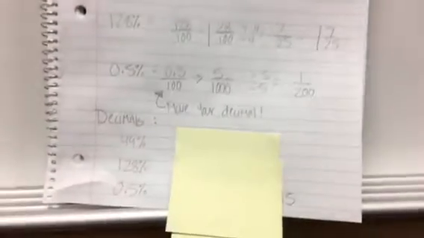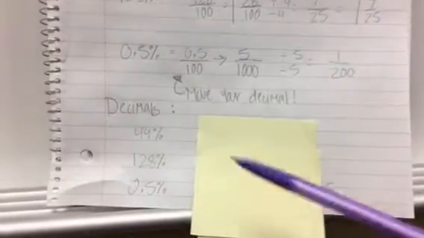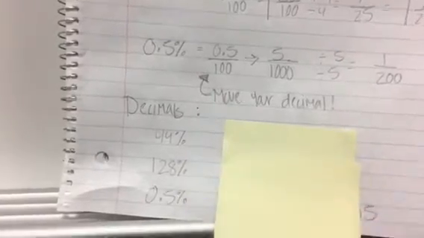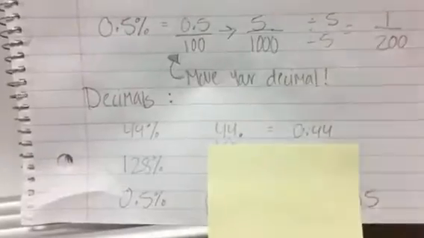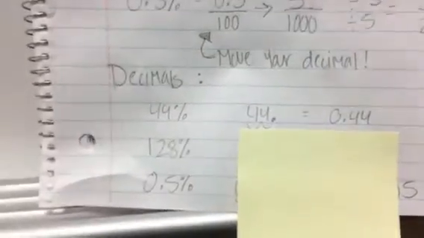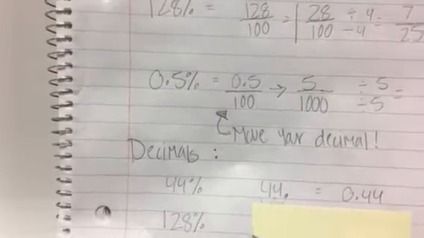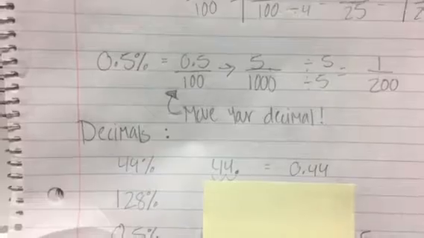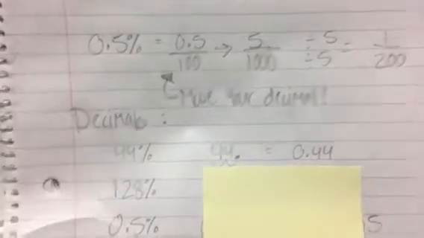Okay, so let's move on to decimals. Decimals are even easier. So again, I'm working with the exact same percents, 44%, 128%, and 0.5%. What I need to do is move the decimal 2 places to the left. Initially my decimal starts on the right, and I move it 2 places to the left. So 44% becomes 0.44. If I want to pause it again to write that down, it'll be really fast.